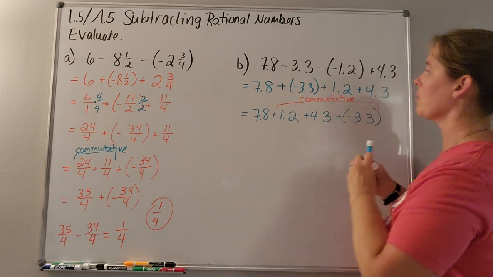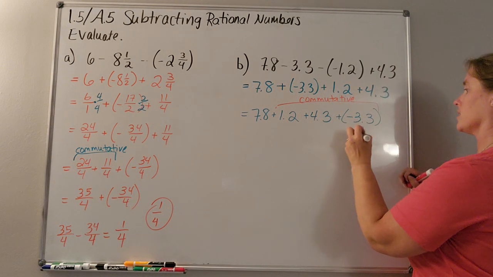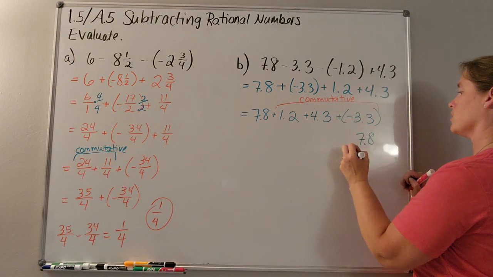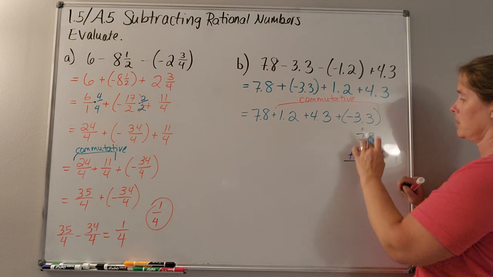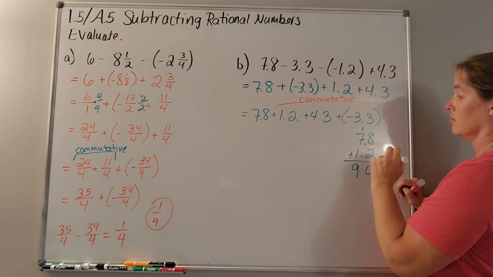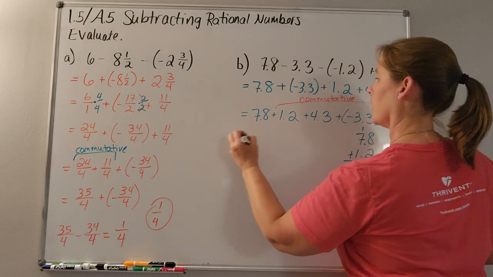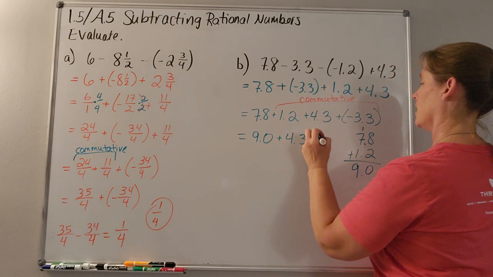And once again, we really want to put these two together first because I'm just going to start the process over here. I like to stack my decimals. 7.2 plus 7.8 plus 1.2. Look at that. 0, 1, 8, 9. Oh, well, that's nice. So I've got 9.0 plus 4.3 plus negative 3.3.